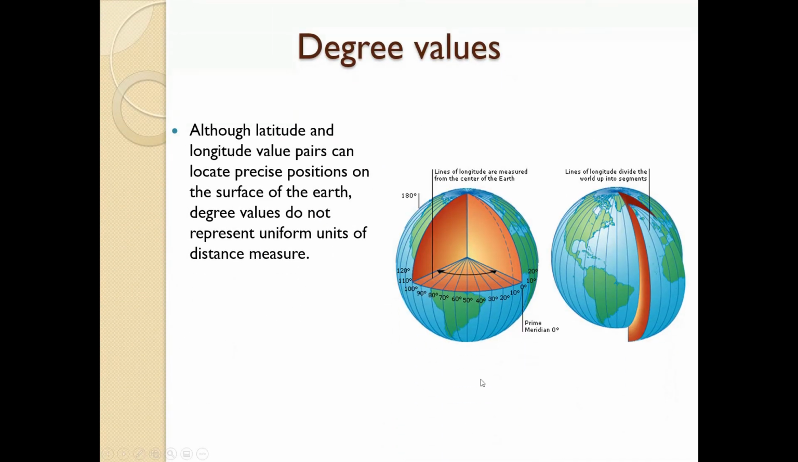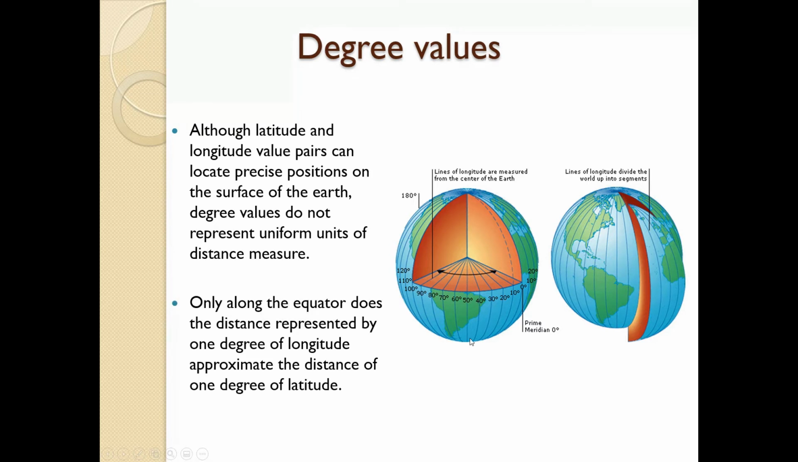So what is a degree? Well, a degree is a specific distance that is measured on this circular globe here. So it doesn't necessarily represent a uniform unit of distance, though. As you move from the equator here, with the 0 degree latitude, and you move northwards, you can see here that the longitude lines get more and more narrow as you approach the North Pole and the South Pole.